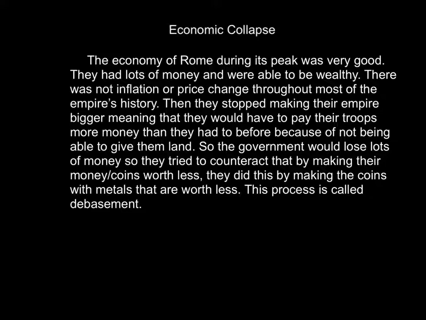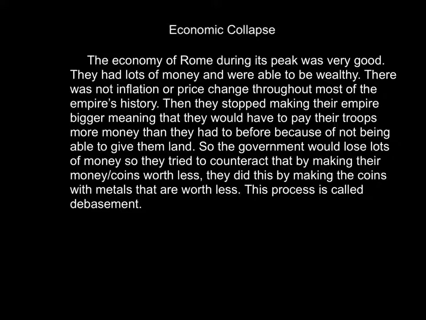Economic collapse. The economy of Rome during its peak was very good. They had lots of money and were able to be wealthy. There was not inflation or price change throughout most of the empire's history. Then they stopped making their empire bigger, meaning that they would have to pay their troops more money than they had before, because they were not able to give them land as promised. So the government would lose lots of money.